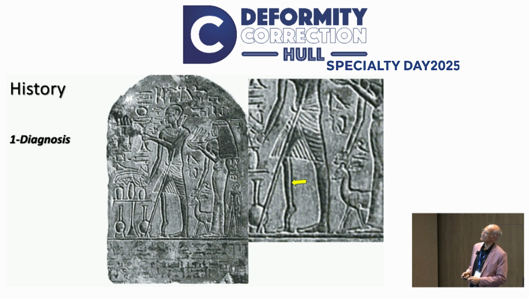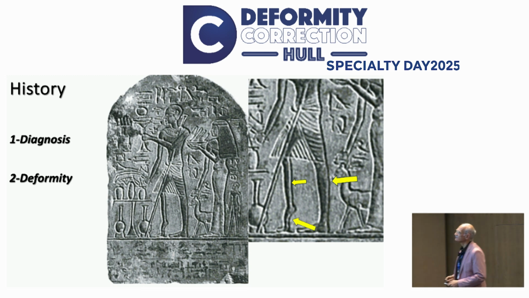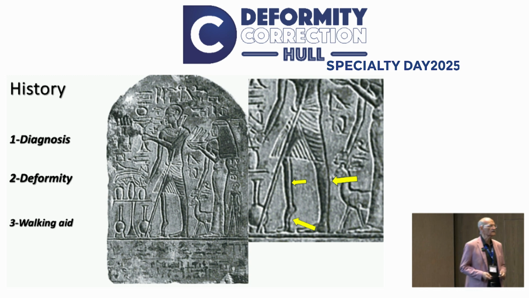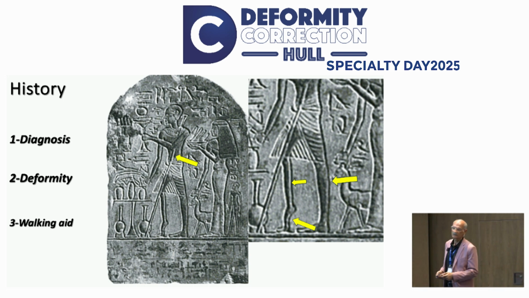Look at the muscles of the calf and the other side. He has atrophy of the muscles. So the diagnosis is, most probably, poliomyelitis. Which deformity? Cavus and equinus, equino-cavovarus deformity. And what was the treatment? This walking aid on the opposite side, like we do now.